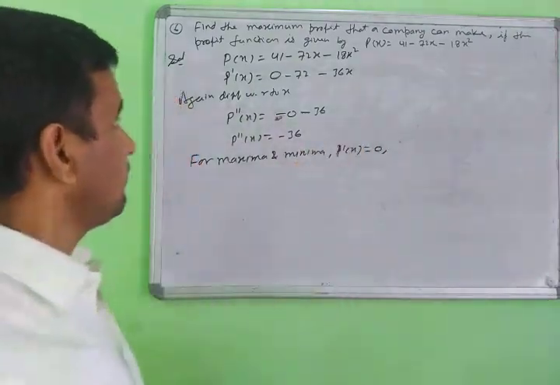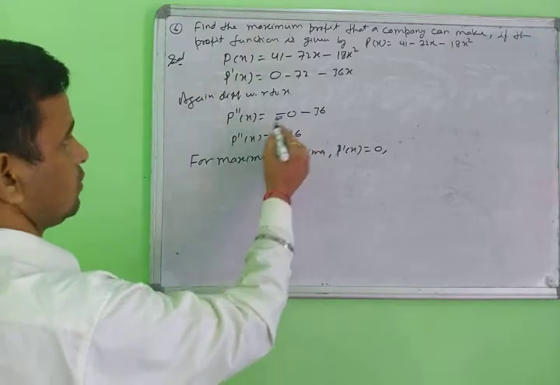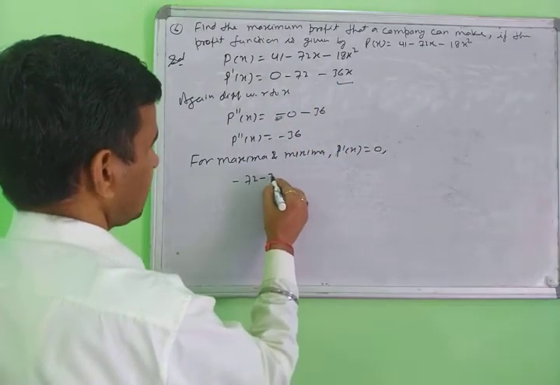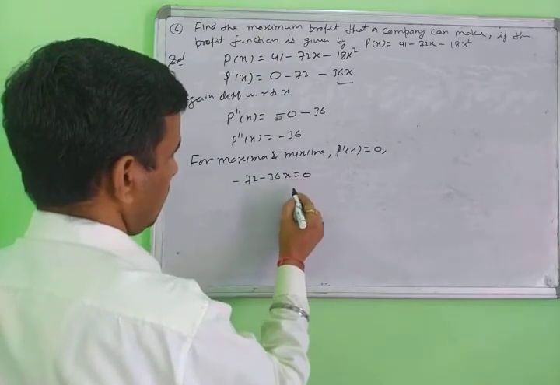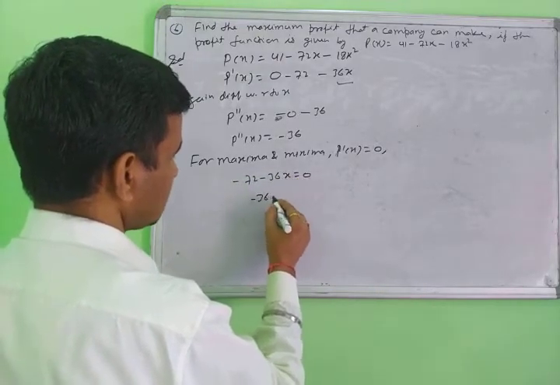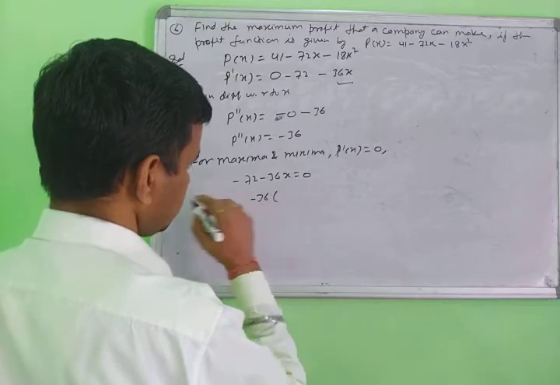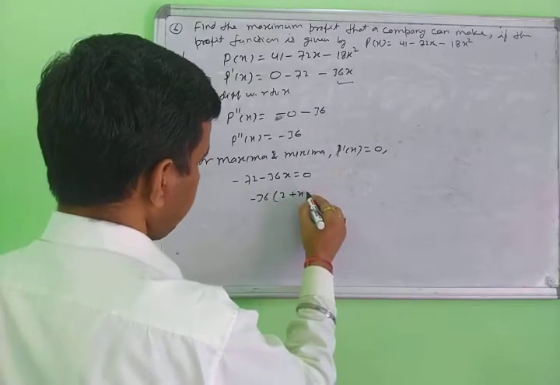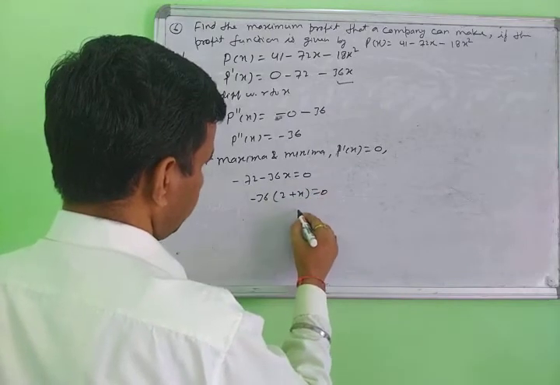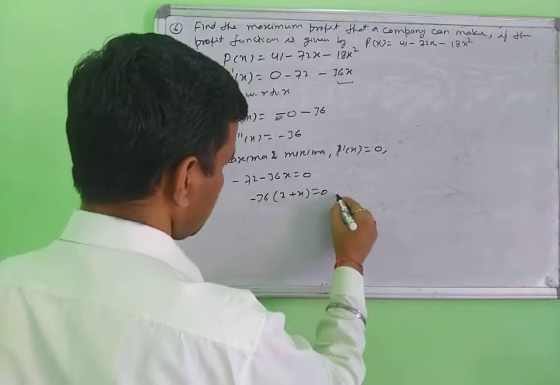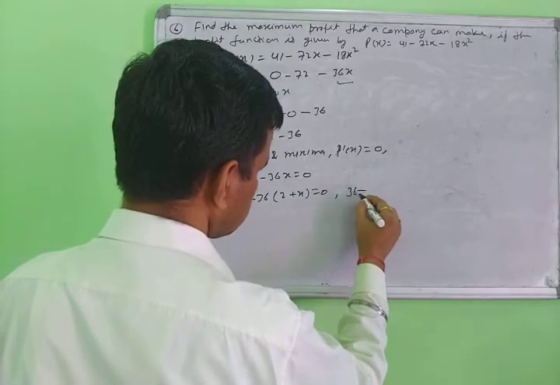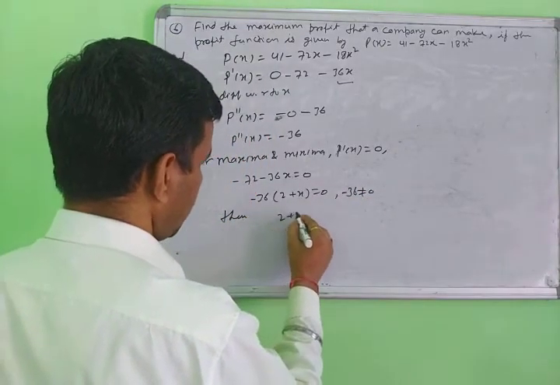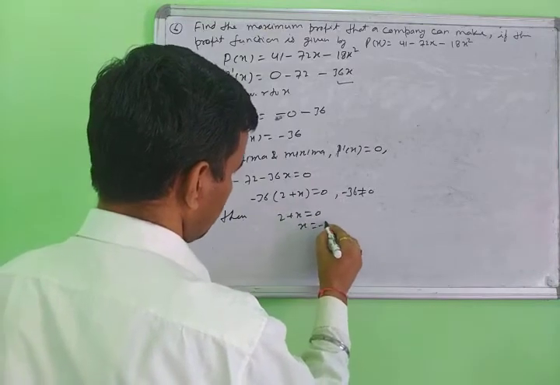So then you will put this value equal to 0. P dash equal to 0, so minus 72 minus 36 x equal to 0. Taking 36 common, minus 36 times (2 plus x) equal to 0. Since 36 does not equal 0, then 2 plus x equal to 0, x equal to minus 2.